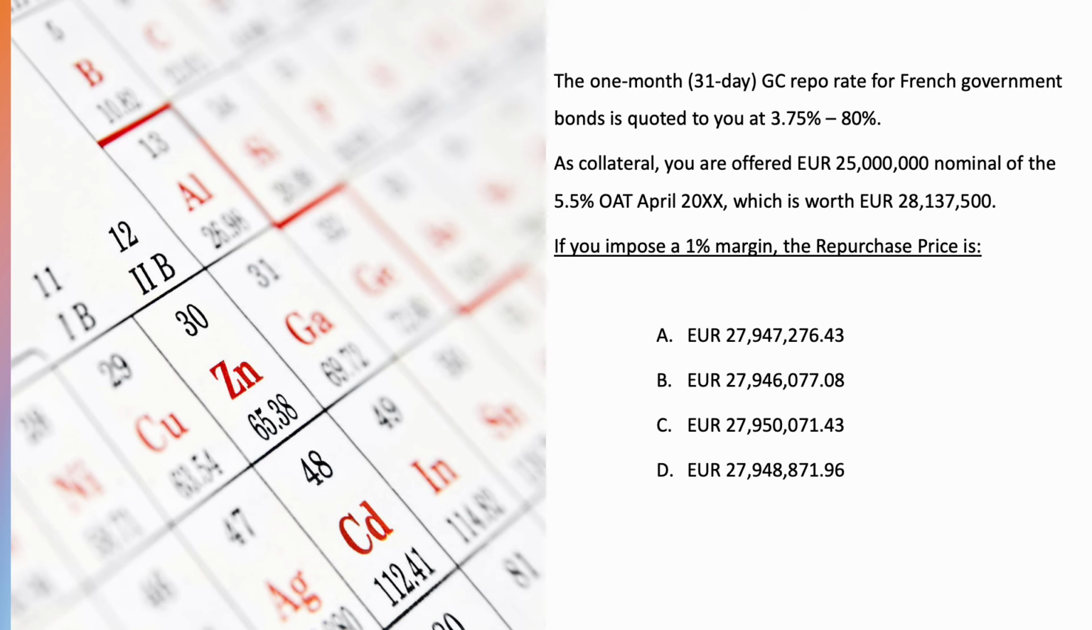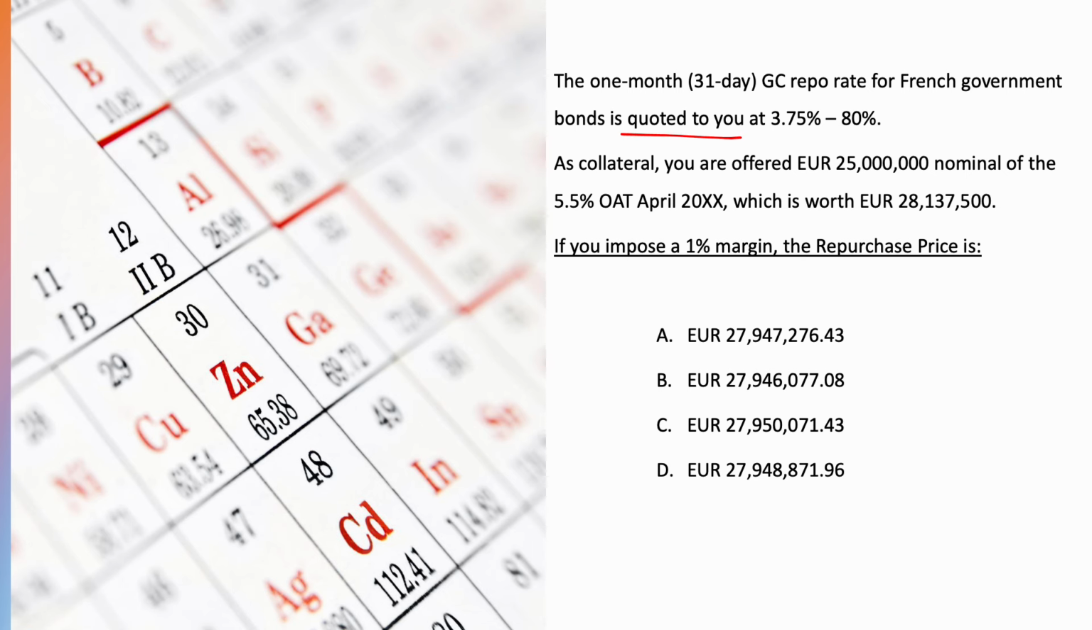Now let's take an easy one on repos. So we have here the 1 month or 31 day GC, General Collateral Repo, rate for French government bonds is quoted to you at 375 to 380. Now let's just stop there. It's quoted to you, so that means you're not in control of the price. You're the price taker, not the price maker, so it's quoted to you.